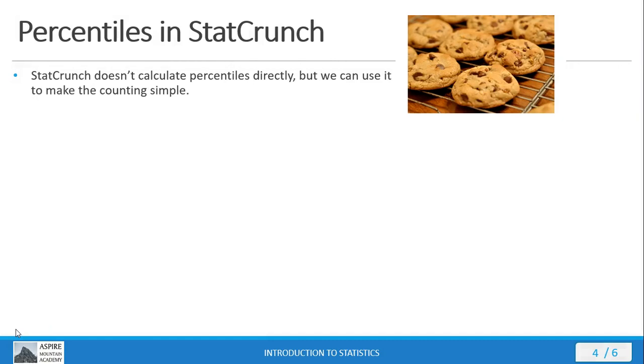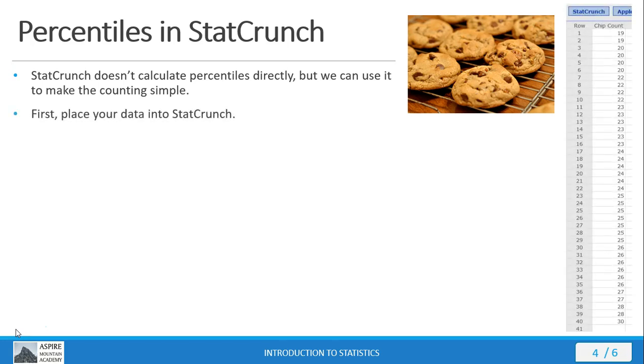We can use StatCrunch to calculate percentiles, although we don't calculate them directly like we do the mean or the standard deviation. But StatCrunch does make it easy to sort data sets and then get our counts. Let me illustrate with the chocolate chip cookie example we've been using the past few mini lectures. Once you place your data into StatCrunch, you want to make sure the data is already sorted. In this case, the data is sorted, so we're starting from the lowest value and moving to the highest value in our data set. That's what we want.